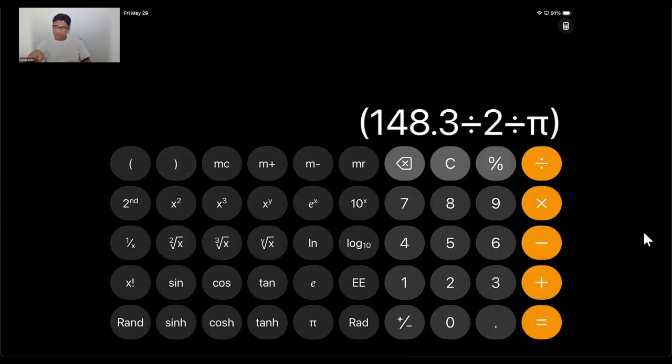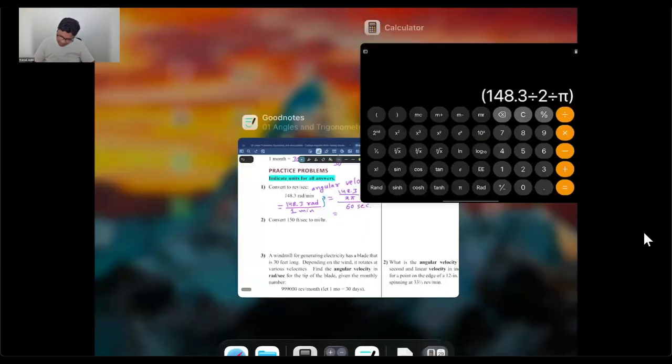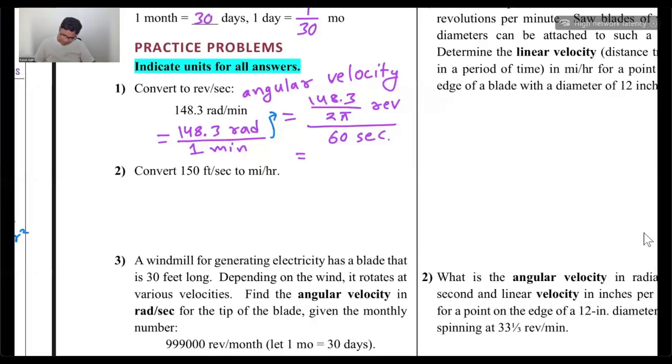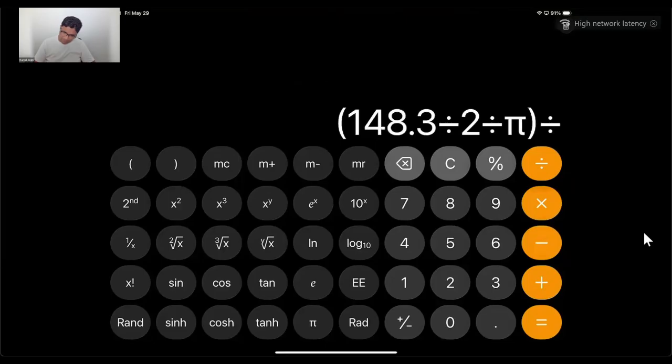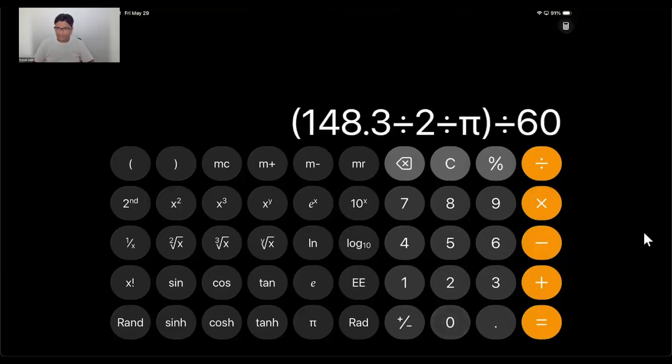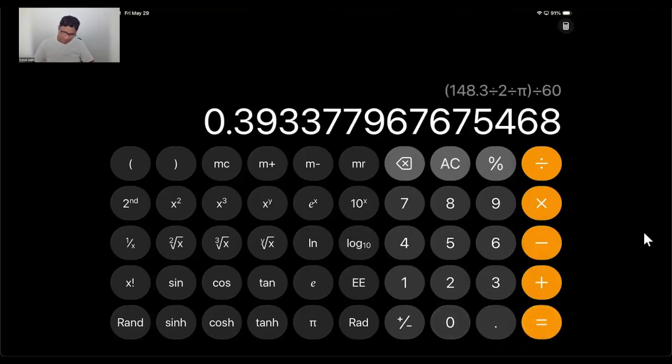So you are dividing by 2 pi. So divide by 2, divide by pi. Don't do 2 times pi. If you want to do 2 times pi, then put the 2 times pi in parentheses in the calculator. These things are important. So 148.3 divided by 2 pi divided by 60. This whole thing in parentheses divided by 60. That's your answer. Okay. So what do I get?